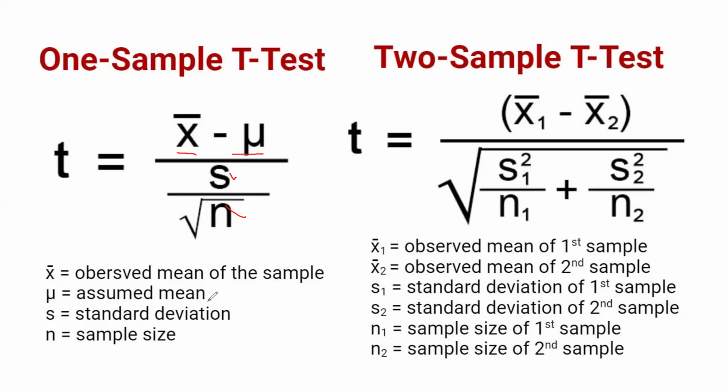Then in the case of the two sample t-test, we have this, the mean of the first sample, and this, the mean of the second sample. And this is the standard deviation of the first sample, and this is the standard deviation of the second sample. Then this is the number of samples used in sample one, and this is the number of samples used in sample two. So these are the formulas used in calculating the t-test for the one sample t-test and the independent t-test.